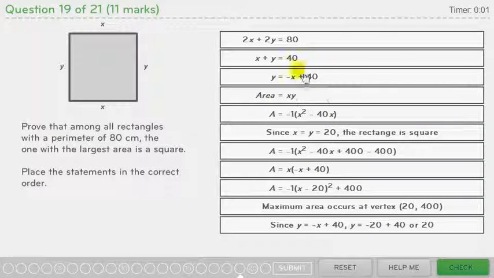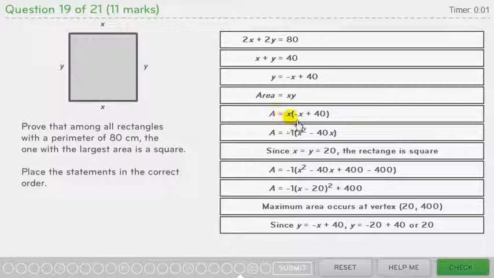Now from here, we'll substitute in this equation, such that we would have area is equal to x, all multiplied by negative x plus 40. Notice that this equation has been substituted in for that y. Now from here, we would go and distribute. X times negative x is negative x squared, and x times 40 would give you 40x.